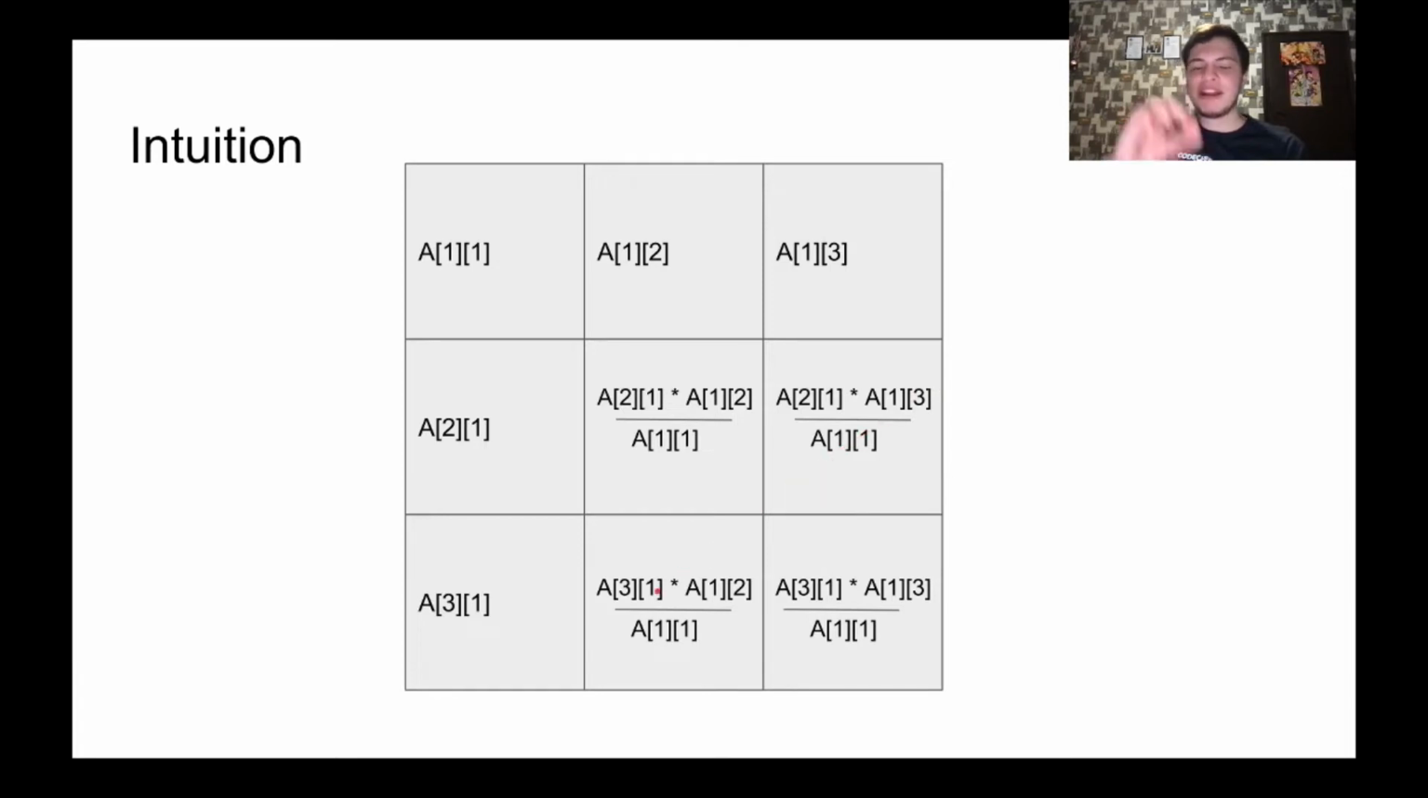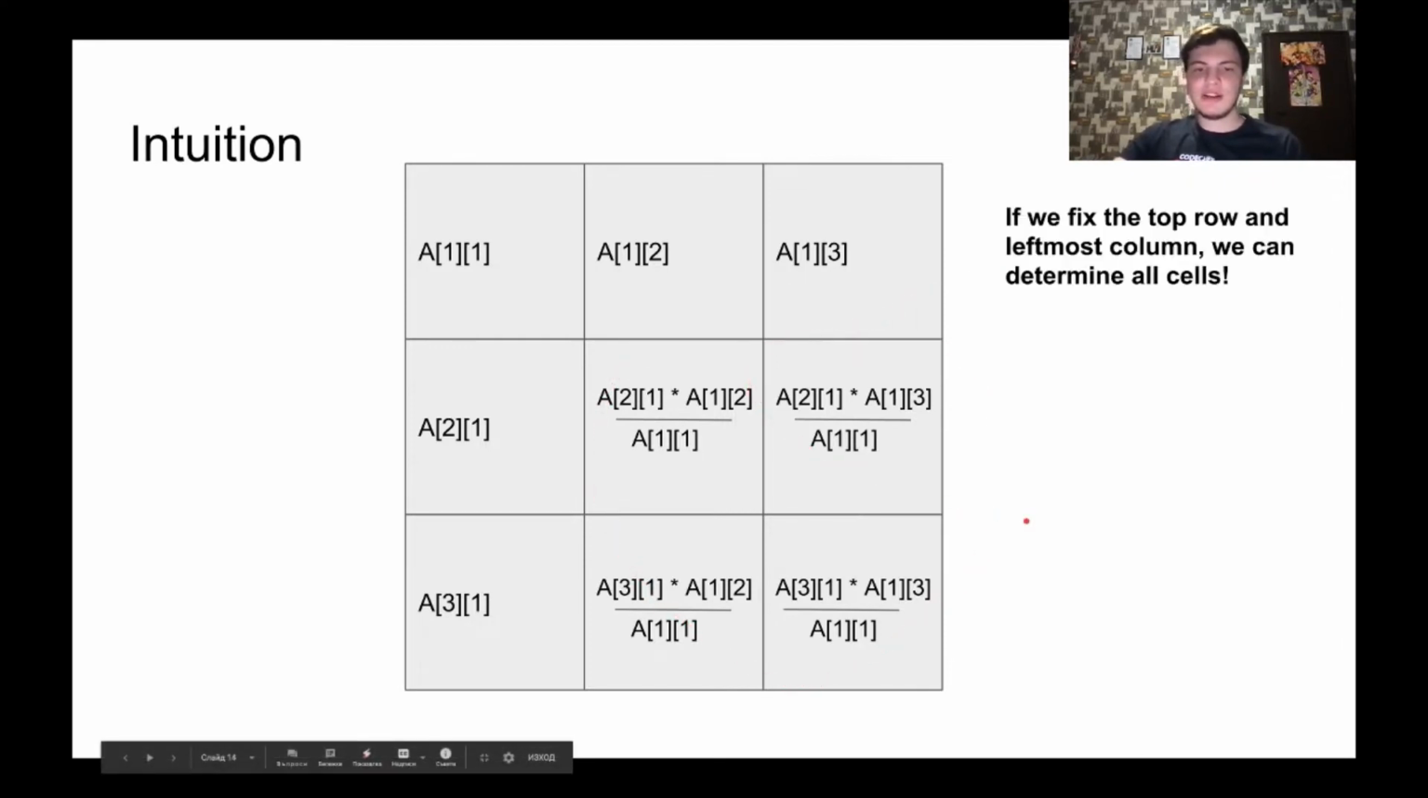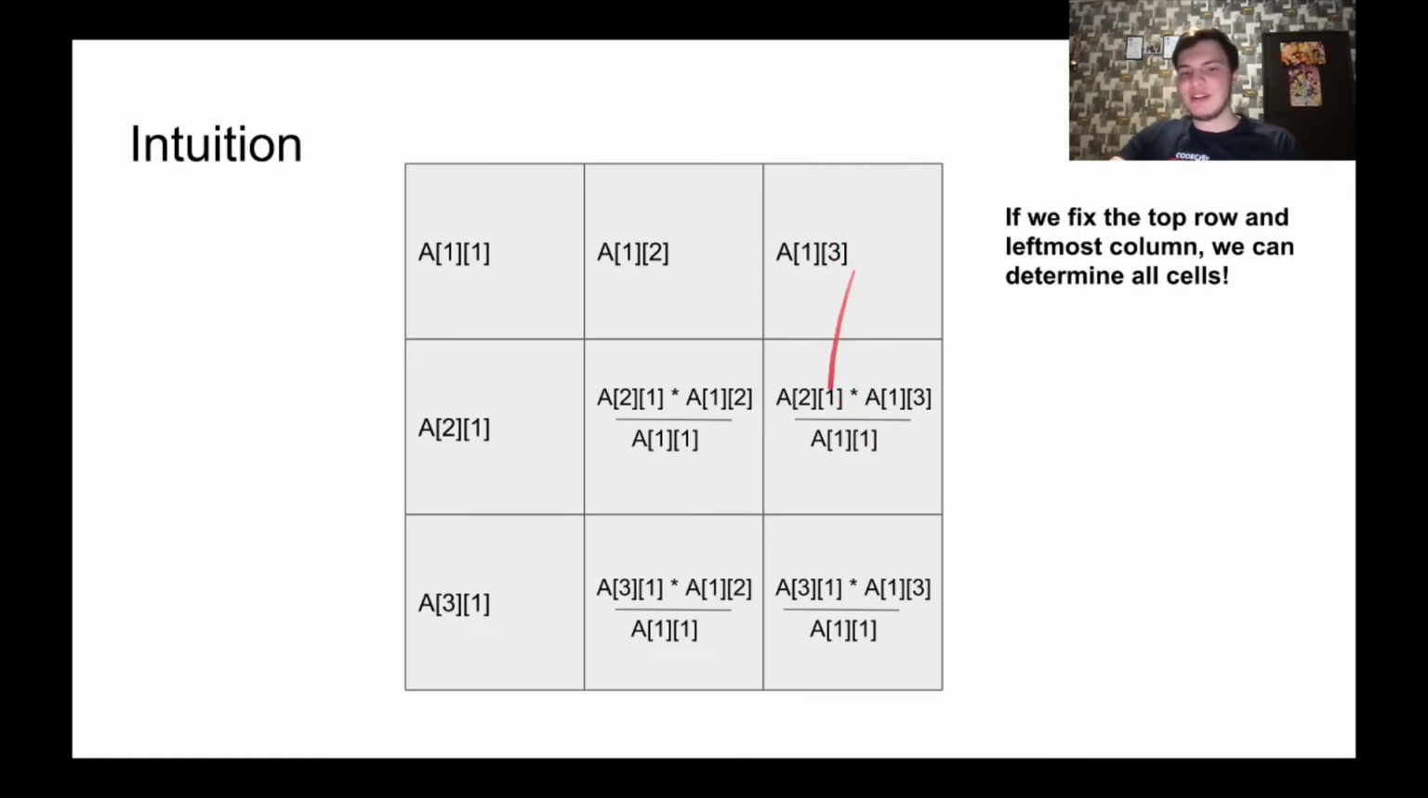And by repetitively doing this, we can notice a pattern: if we have fixed the first row and the first column, like the leftmost column and the topmost row, then all other values can be uniquely determined. And the value for some cell will be equal to the value of the leftmost column, which is here a21, multiplied by the value of the topmost row at the current position, over a11. This is if we have fixed the first column and the first row.